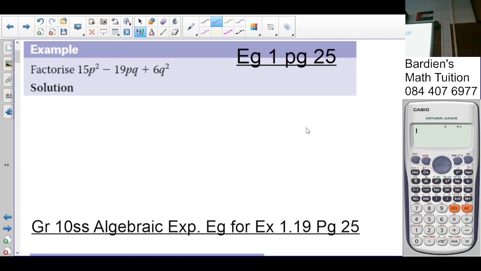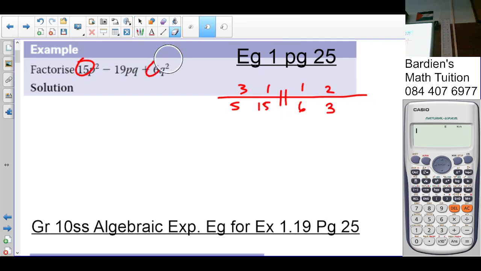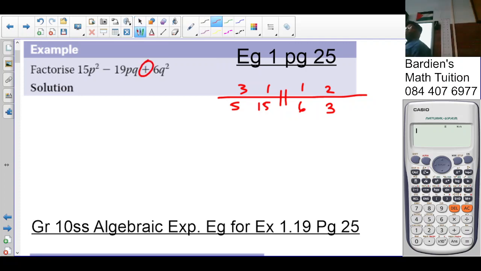We start with the product line. So what goes on the line? The factors of 15, which is 1 and 15, 3 and 5. What's the factors of 6? 1 and 6, 2 and 3. Those are the factors of the coefficient of q squared. People, do we add or subtract our products here? We add. How do we know we're going to add? Because of the last term being positive.